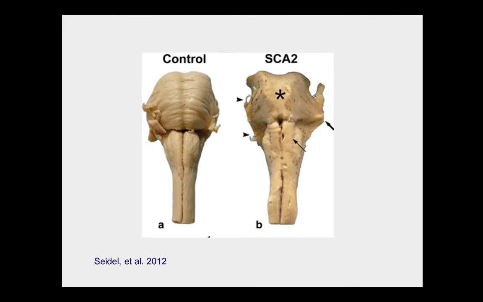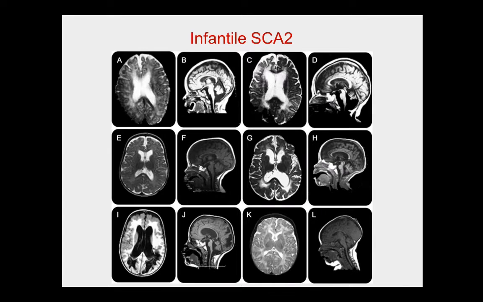So this is what the pons looks like in classical SCA2. There's a loss of the volume of the pons. You can see that it's much narrower, with almost a keel-like shape to it because of the severe atrophy. These kids who have the massive expansions have a range of pathology. Some of them have quite a bit of cerebellar degeneration, but the pons in many of them looks completely normal. So you can see this anterior bulge, which is quite normal.